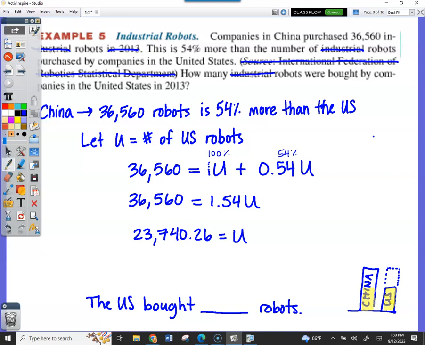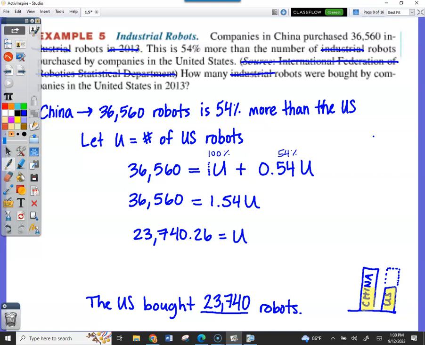So how many robots did the U.S. buy? It's safe to round down because they did not buy 23,741, but they did buy 23,740. In my math lab, you will read the little blue suggestion under the boxes, and it'll tell you how to round, okay? Look for that. I'd hate for you to get it wrong because you rounded wrong. So they bought 23,740 robots.